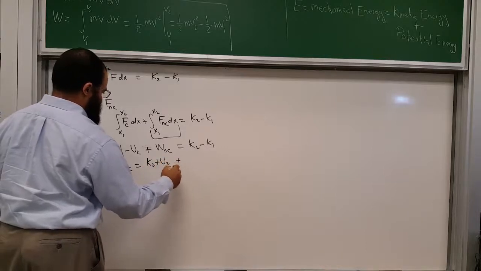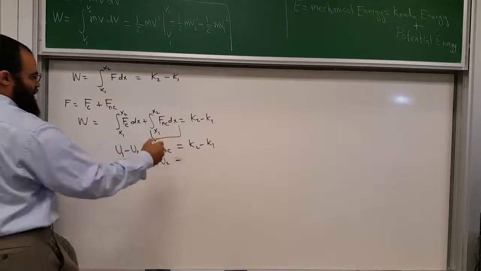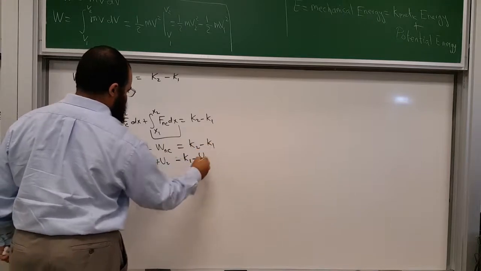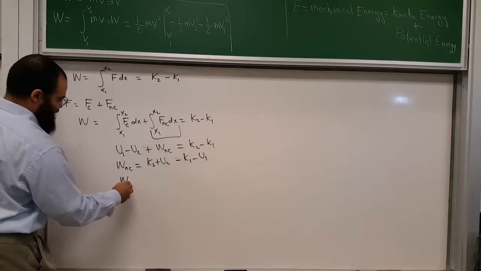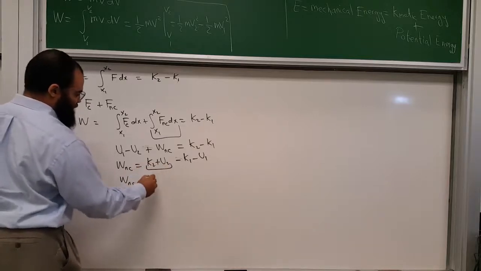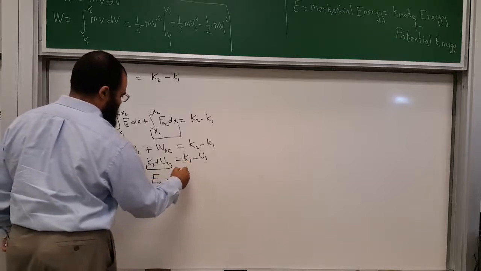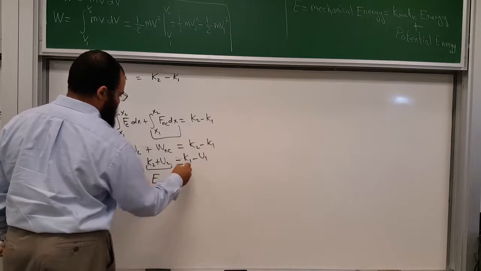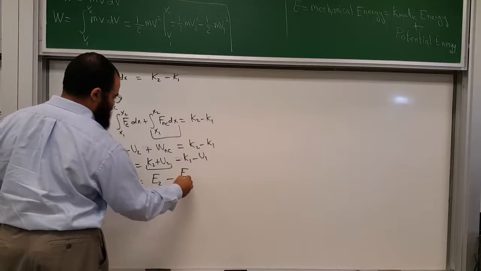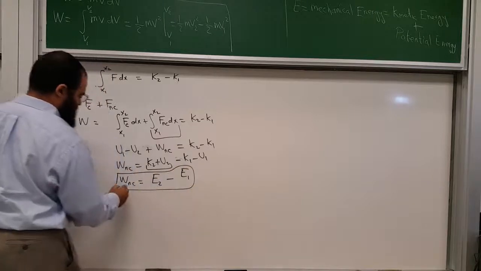So we'll get the work done by the non-conservative forces equals K2 plus U2, and then minus K1 minus U1 when you move it to the other side. And so the work done by the non-conservative forces is K2 plus U2, which is called the total mechanical energy E2, and then minus K1 plus U1, which is the total mechanical energy at the beginning. And this is the work done by the non-conservative force.